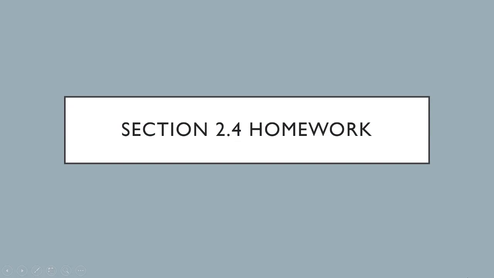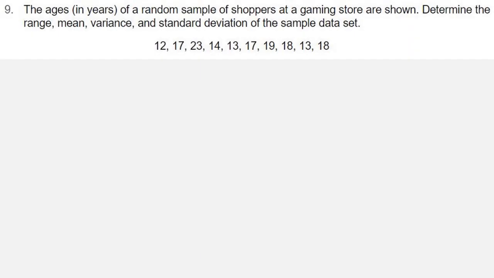We're looking at homework from section 2.4. This is question number 9. The ages in years of a random sample of shoppers at a gaming store are shown. Determine the range, mean, variance, and standard deviation of the sample dataset.